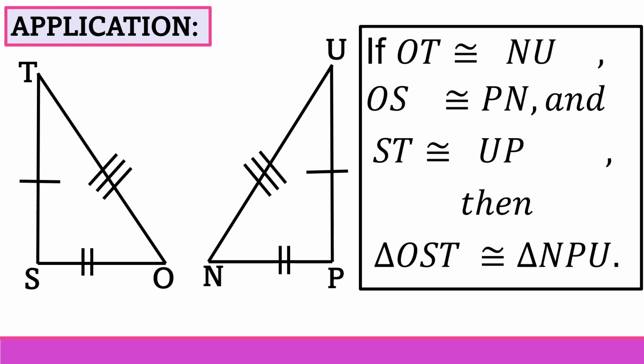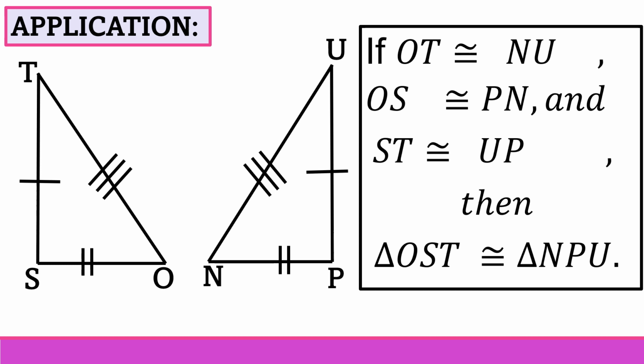Okay, so we have side OT is congruent to side NU. Side OS is congruent to side PN. And side ST is congruent to side UP. So we have triangle OST is congruent to triangle NPU.